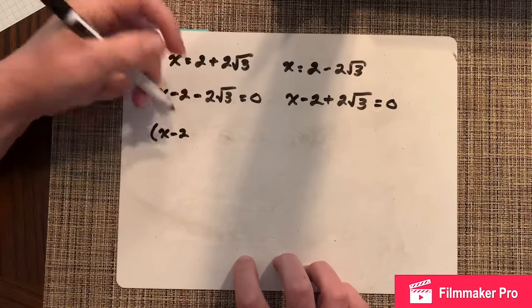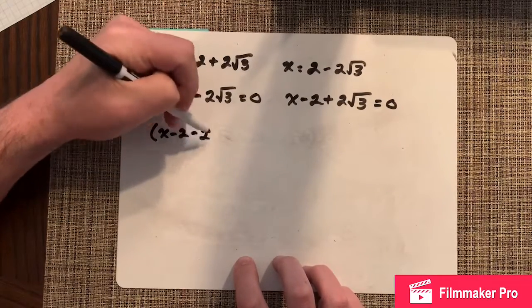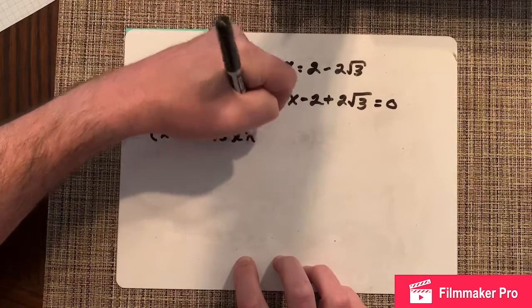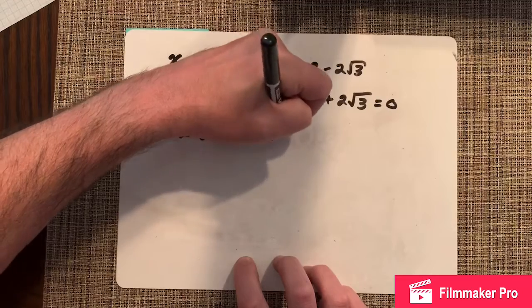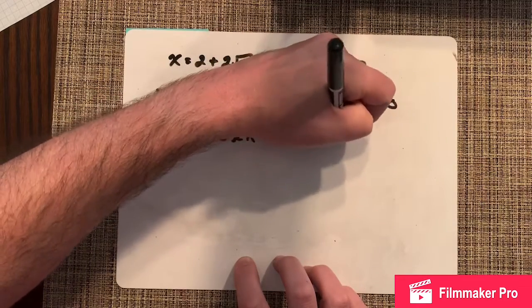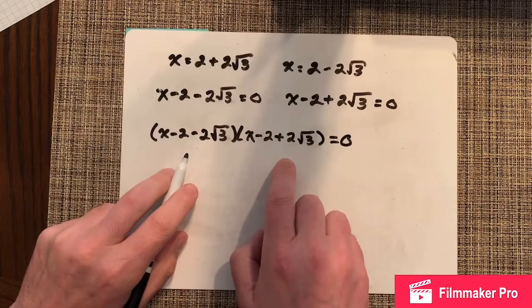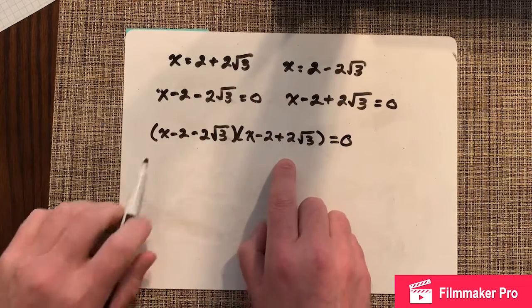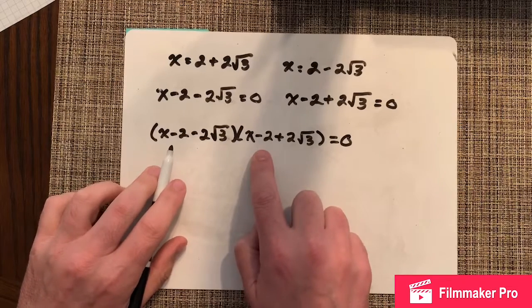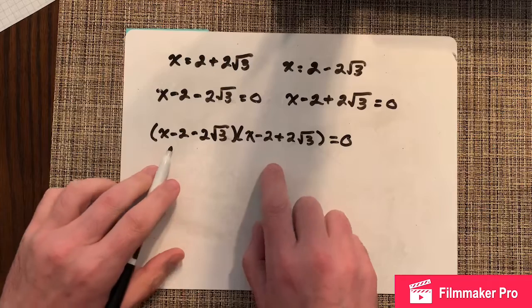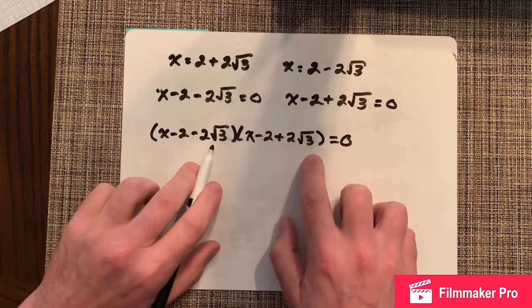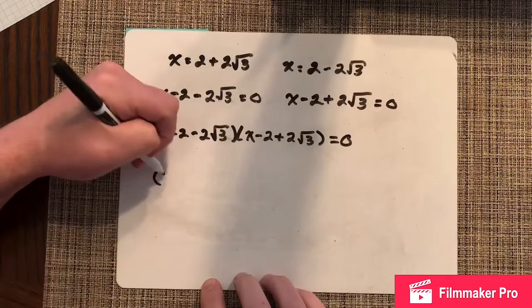x minus 2 minus 2 root 3 times x minus 2 plus 2 root 3 equals 0. And that looks complicated too, and it would be, unless we've got our friend the difference of squares happening again. That's a little trick that we can use to make our lives a whole lot easier. So it's really gonna be x minus 2 squared minus 2 root 3 squared. And that's gonna look like this.